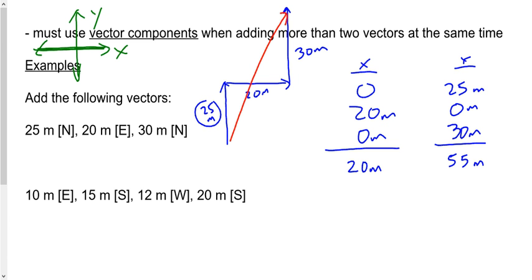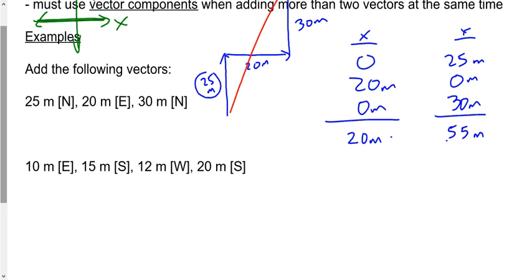Now, let's redraw this with these two components. Let's say we've got 20 meters to the right. How do we know that was to the right, by the way, as opposed to the left? Let's forget about that diagram now and look at just the x and y components right here. Because it's positive, right? So 20 meters to the right. And then how do we know, Megan, that 55 meters is upwards? Because it's positive.